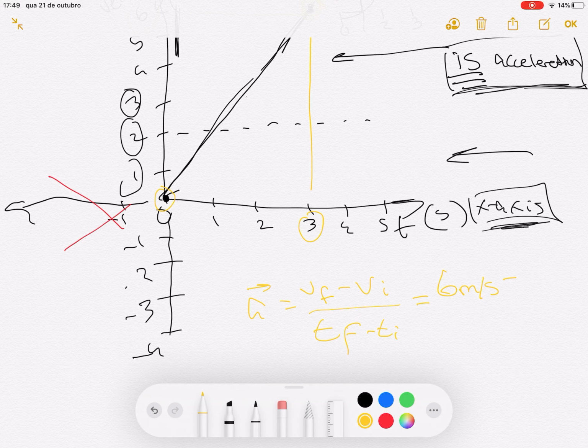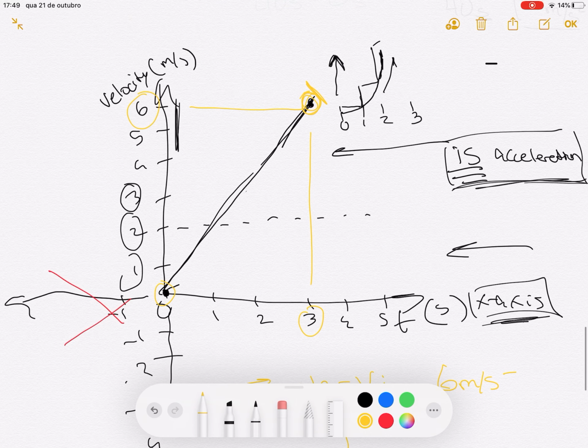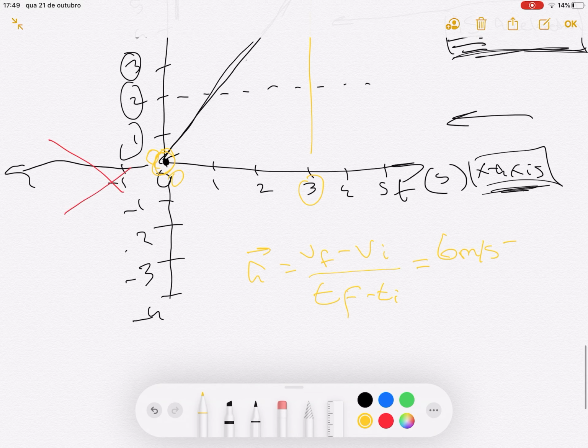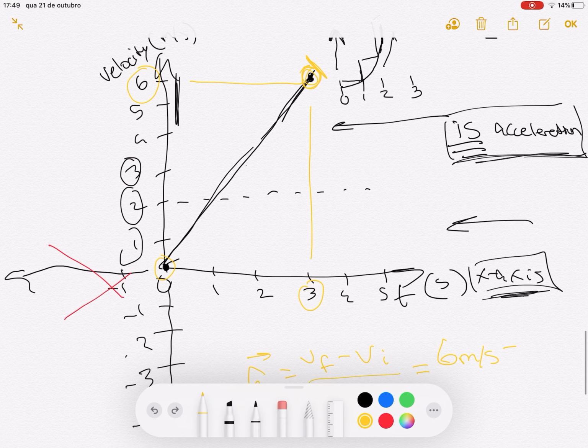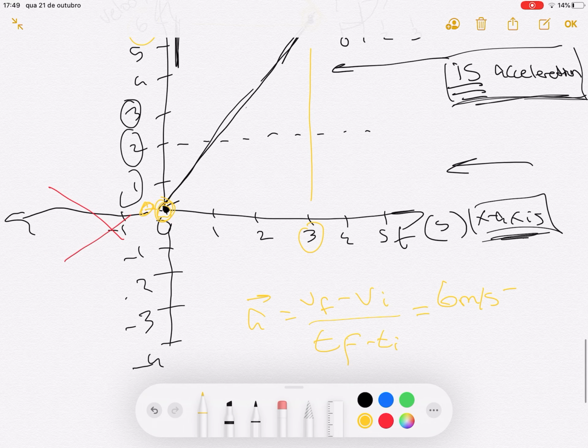Okay, so we have the 6 meters per second, and now we can look over here and see that it's 0 and 0. So that is the final velocity. So what is the initial velocity? Over here, 0. So we can write that.